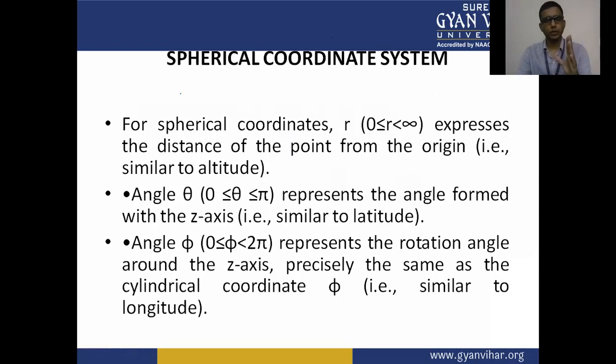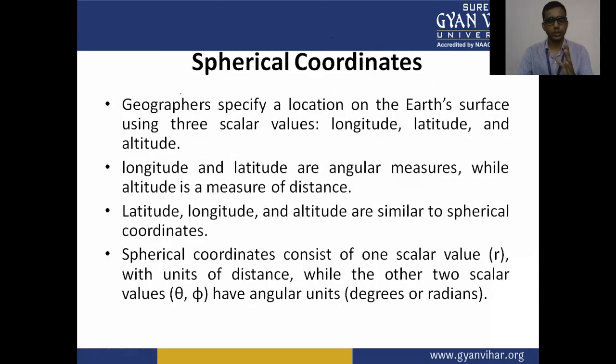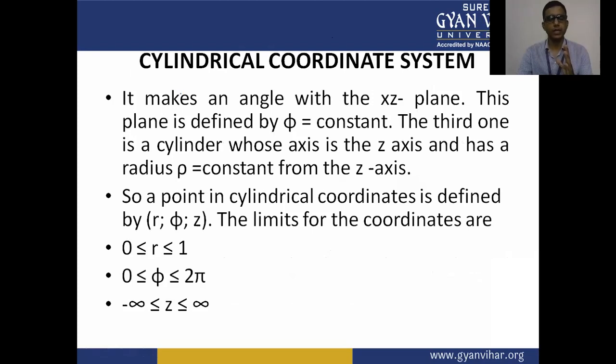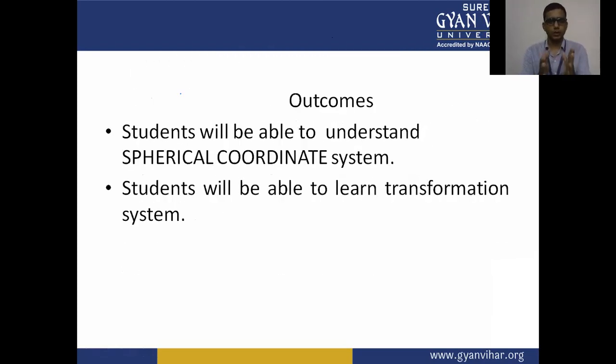After completion of this lecture, students will be able to understand the spherical coordinate system, as well as convert the transformation from spherical to Cartesian, or Cartesian to the spherical coordinate system. They are also able to understand the relationship between the cylindrical coordinate system and the rectangular coordinate system, and rectangular to cylindrical.